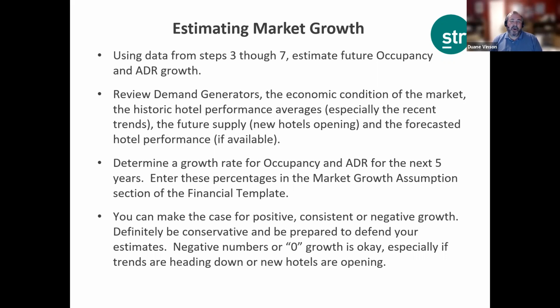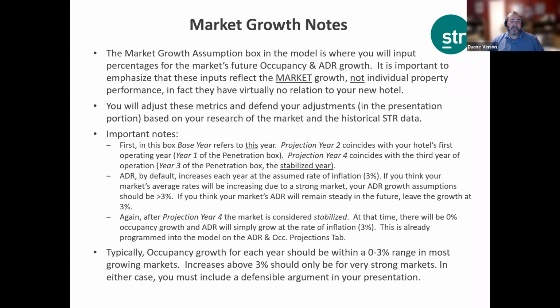Negative numbers or 0 growth is okay to enter, specifically if we're in a market that's facing some sort of economic downturn or some other issues that might cause a slump in the market. Here are the market growth notes. The market growth assumption box in the model is where you're going to input your percentages for your market's future occupancy and ADR growth. It's important to emphasize that these inputs reflect the market growth, not the growth or change in your specific hotel's performance. We're going to adjust these metrics and defend your adjustments.